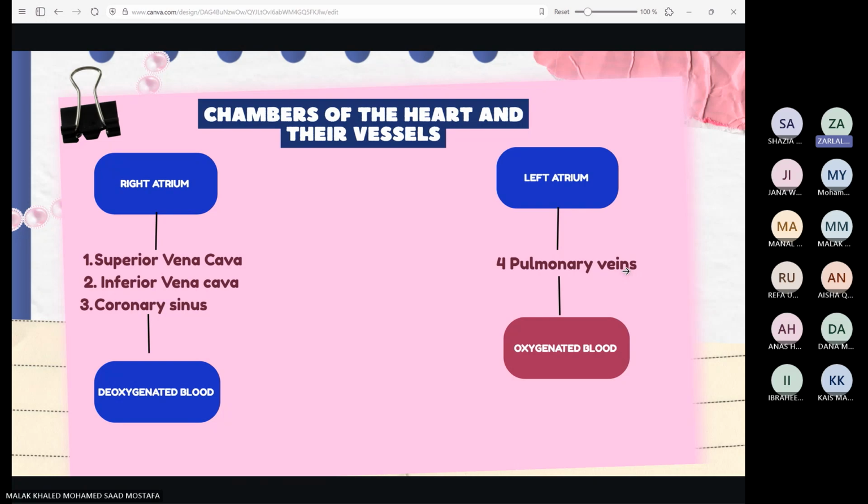Then the left atrium: four pulmonary veins drain into it, and they contain oxygenated blood coming from the lungs. Usually we see that veins have deoxygenated blood and arteries have oxygenated blood. Here it's the opposite. It's kind of like in the fetal circulation. So next.